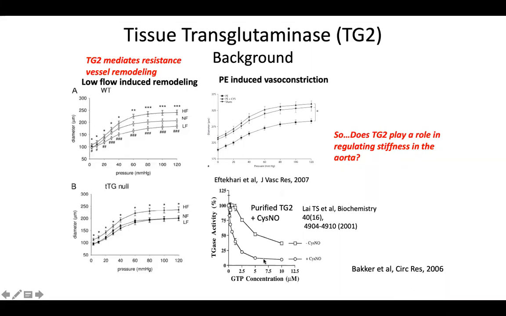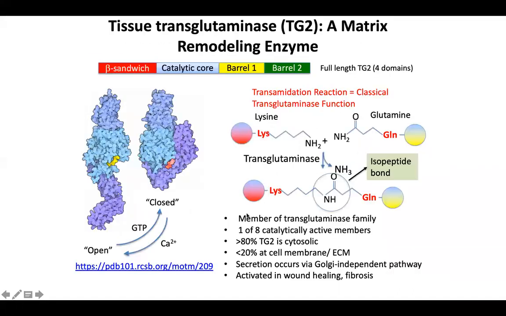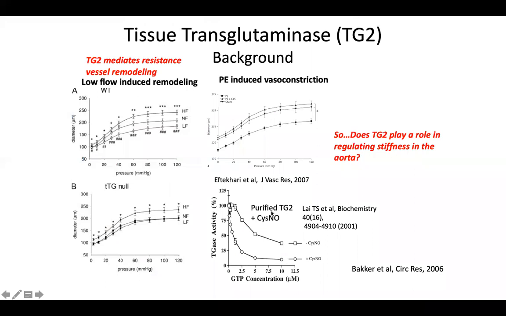The other thing that was known, which was interesting to us, was that the regulation of this catalytic function of TG2, and when I say catalytic function of TG2, I mean this cross-linking function, was significantly dependent on the availability of nitric oxide. So adding nitric oxide to tissue transglutaminase suppresses its catalytic activity.